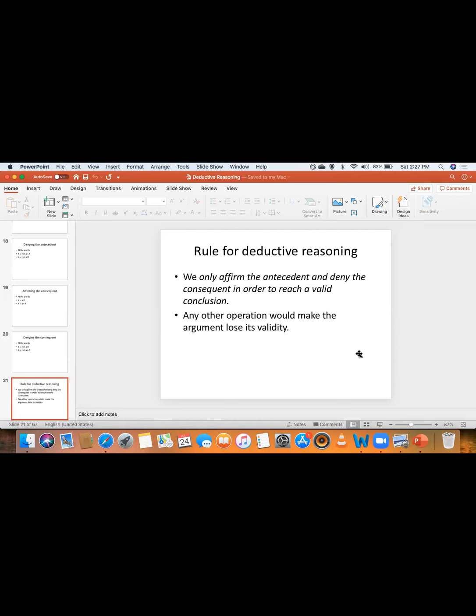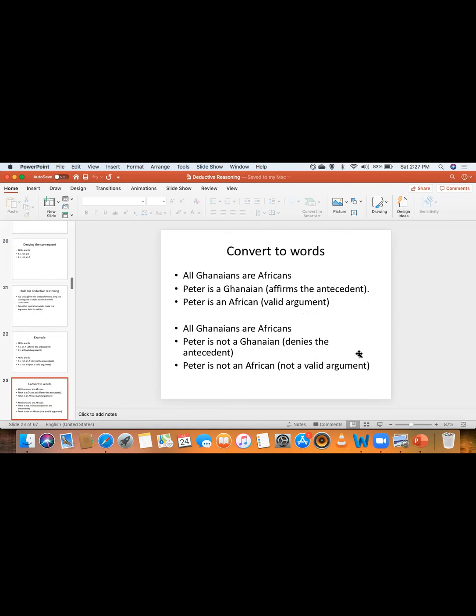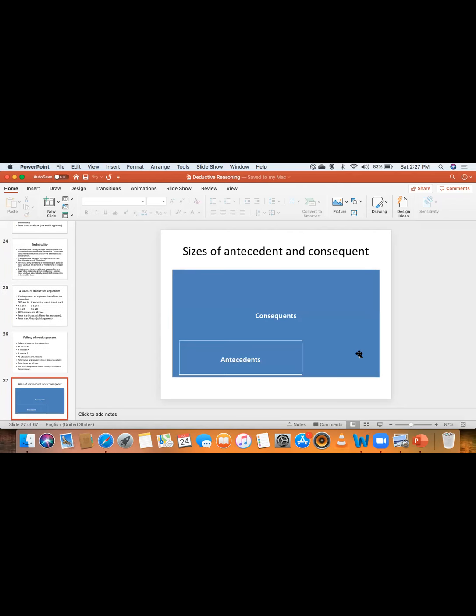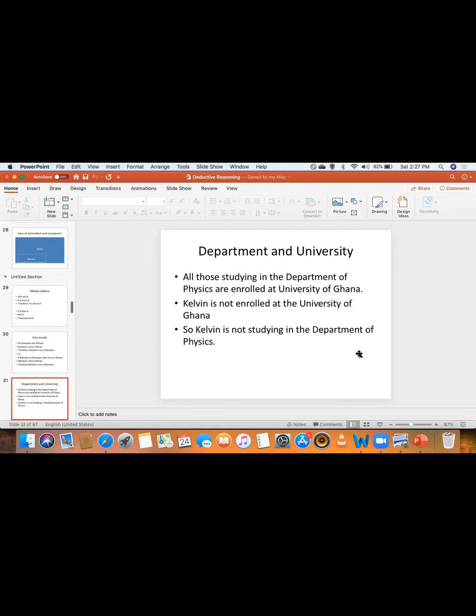But the rule for deductive reasoning is that we only affirm the antecedent and deny the consequent in order to reach a valid conclusion. Any other operation would make the argument lose its validity. So those arguments that deny the antecedent and affirm the consequent are formal fallacies: the fallacy of denying the antecedent and the fallacy of affirming the consequent. We used all kinds of examples, symbols, drawings, diagrams, boxes to show how it works.